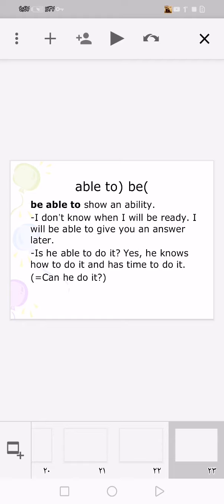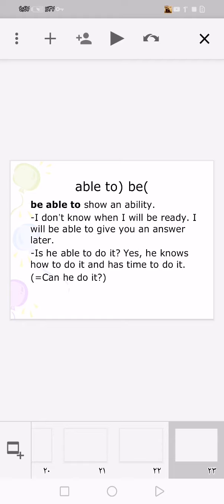Now we have finished can, whose past is could, and we also explained have to, whose past is had to. Now we move on to the last modal auxiliary verb, which is be able to. Be able to shows an ability. Number one, examples: I don't know when I will be ready. I will be able to give you an answer later.